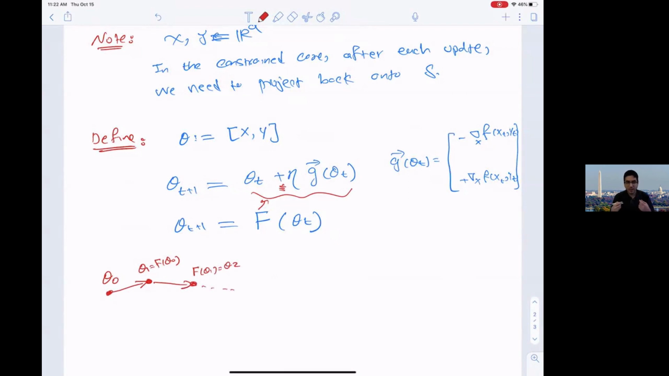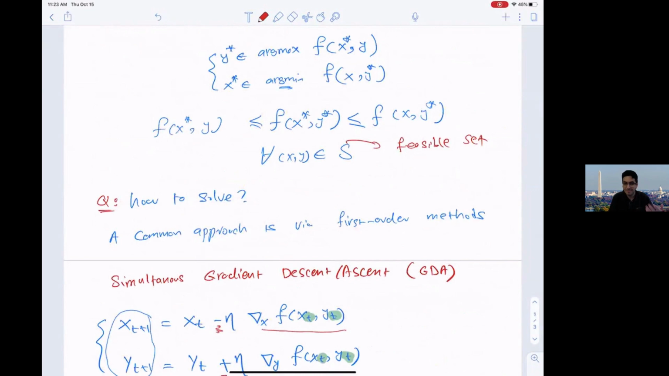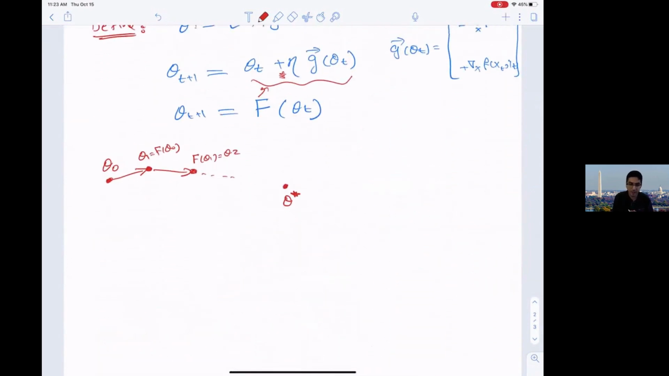So when can I claim I will converge to a solution? Let's say I converge, I have this theta star. Remember, in the global saddle point, I don't have any incentive to update my parameters, right? Because of these equations that we have here. If you are at a theta star, then you don't have any incentive to update your parameters.